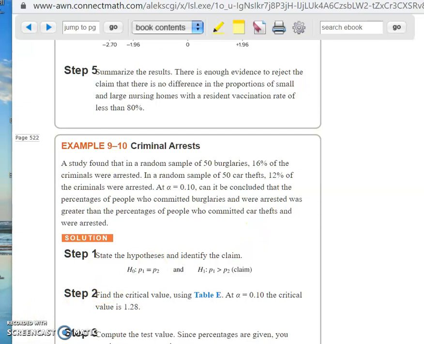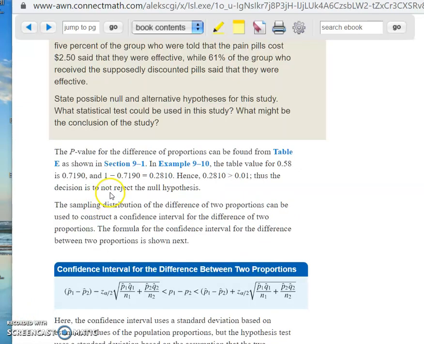Okay, so let's see where we are here. Most of the section in the textbook deals with the so-called traditional method that we just did. That's finding the critical values, finding the test values, and so forth. But the author does talk briefly about the p-value and the confidence interval methods. So just real quick here, we'll look at that. The p-value for the difference of proportions, we find that from the table that we did before in section 9-1.